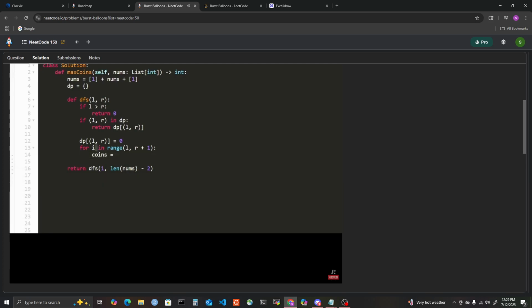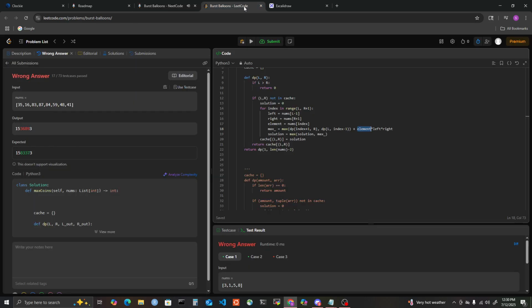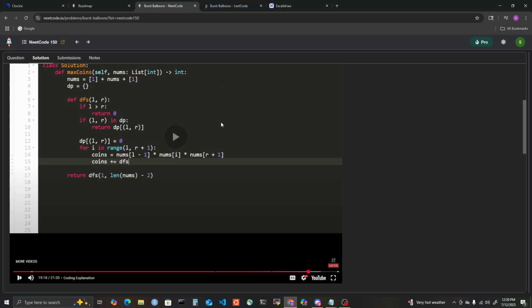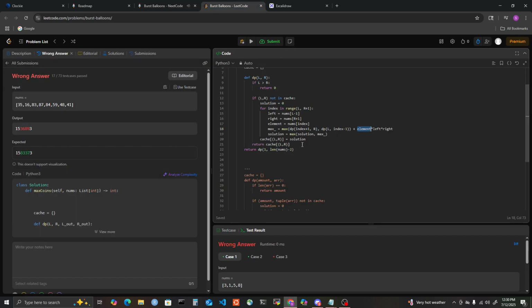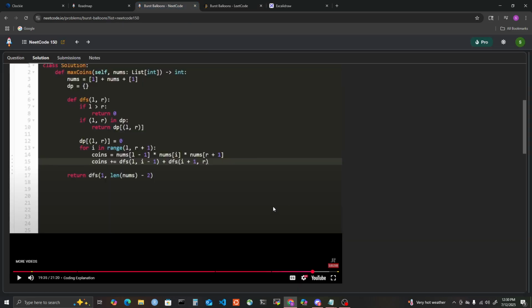So we know that if this nums of I was popped last, we'd get nums of I multiplied by nums of right plus 1, multiplied by nums of left minus 1, right? And now to coins, we're going to add the additional coins that we would get from the left and right subarrays. So we're going to be calling our depth first search function. The left boundary stays the same, and we're going to do I minus 1. And we're also going to be calling it for the right subarray, which we know we can get with I plus 1 as a left boundary, and our right boundary is going to stay the same. So oh, crap. I'm doing the maximum. It should be both?